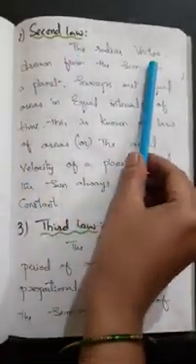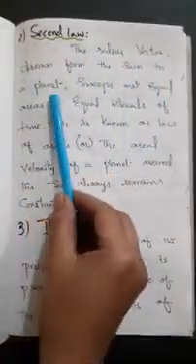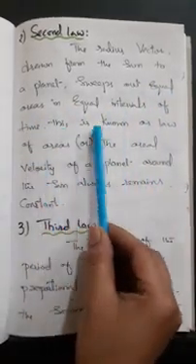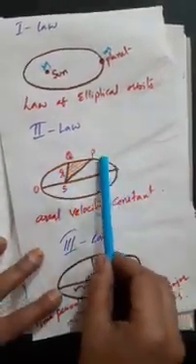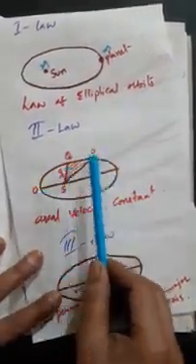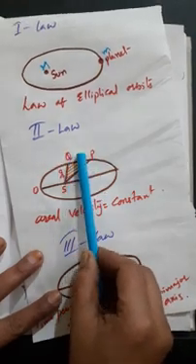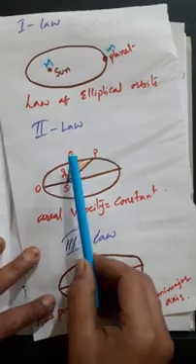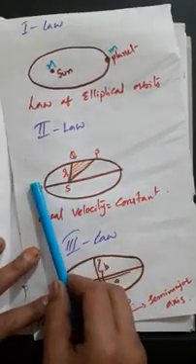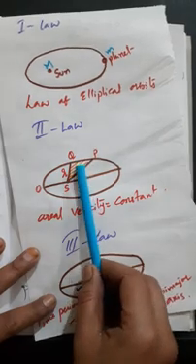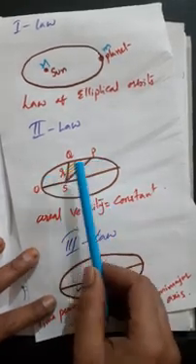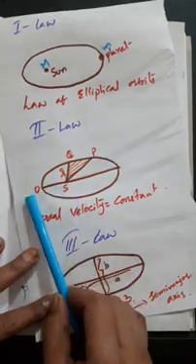The radius vector drawn from the sun to a planet sweeps out equal areas in equal intervals of time. This is known as the law of areas. Suppose a planet is moving from P to Q in dt seconds, then the area swept will be equal to the area swept if the planet moves from Q to O in dt seconds. So these areas will be the same, that is, equal areas are swept out by the planet in equal intervals of time.